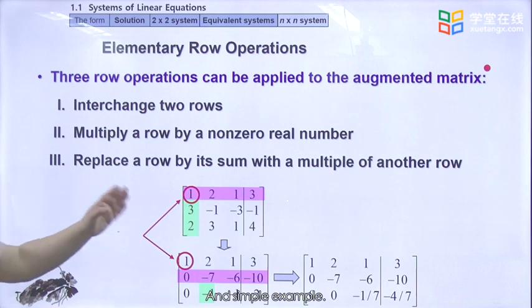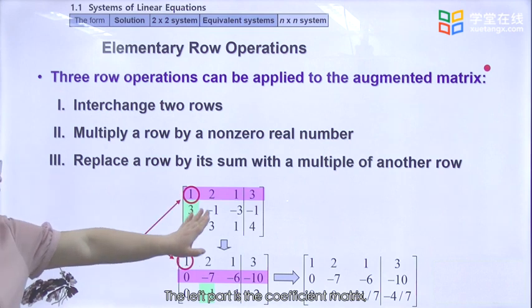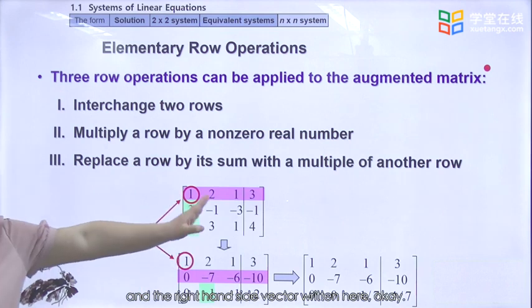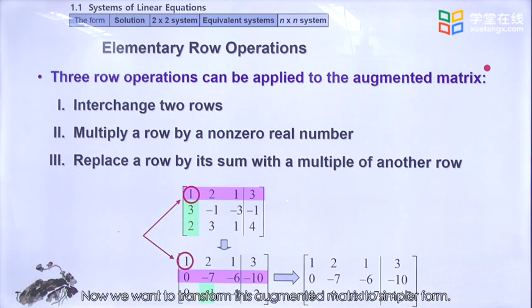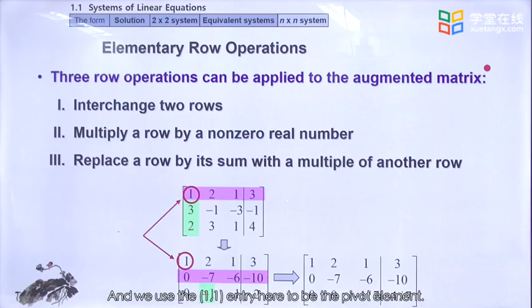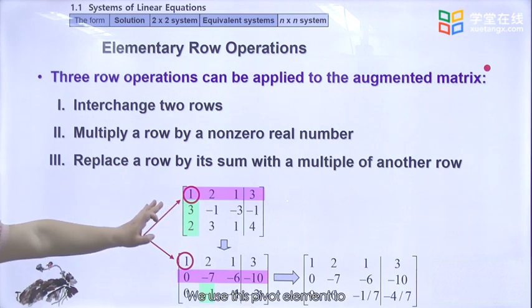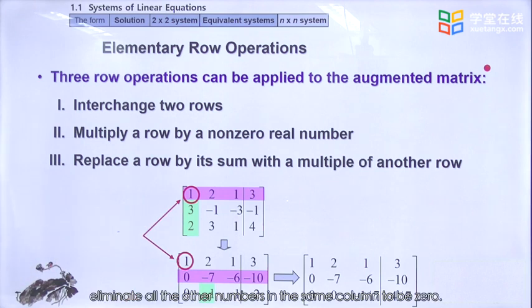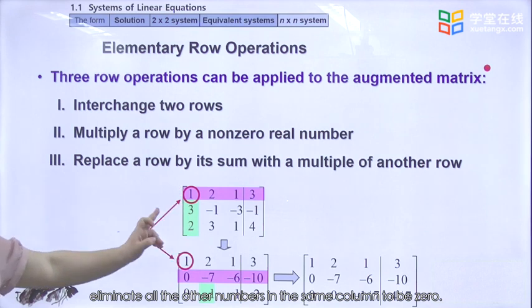See this example. We have this augmented matrix. The left part is the coefficient matrix, and the right-hand side vector is written here. Now we want to transform this augmented matrix to a simpler form. So the first row, we take it as the pivotal row, and we use the (1,1) entry as the pivot element. We use this pivot element to eliminate all the other numbers in the same column, making them 0.